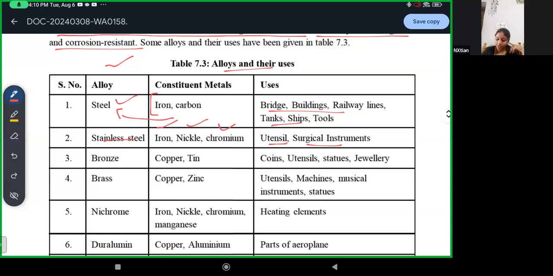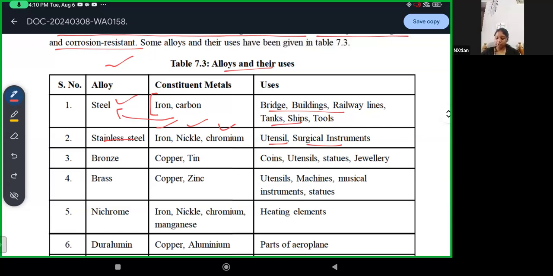Now I have a question on stainless steel. How can stainless steel be stainless steel when it doesn't contain carbon? Steel is made up of carbon, so how can it be stainless steel when there is no carbon in it?